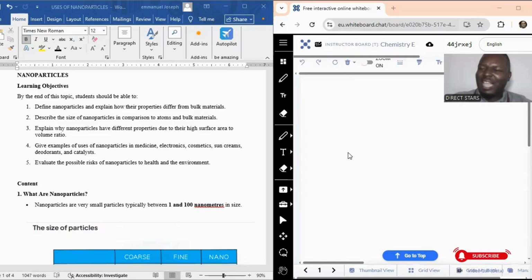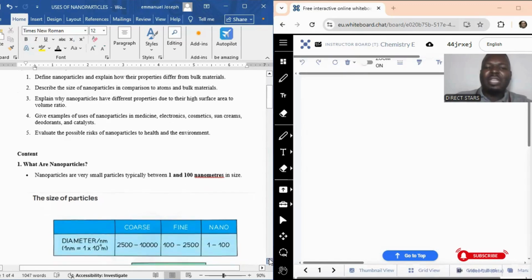We'll describe the size of nanoparticles relative to those of the bulk materials. We'll also be looking at explaining the properties of nanoparticles, the advantages and disadvantages of nanoparticles, and why we use them for certain things or certain products.